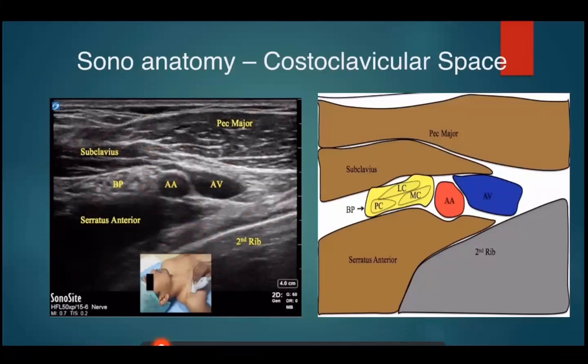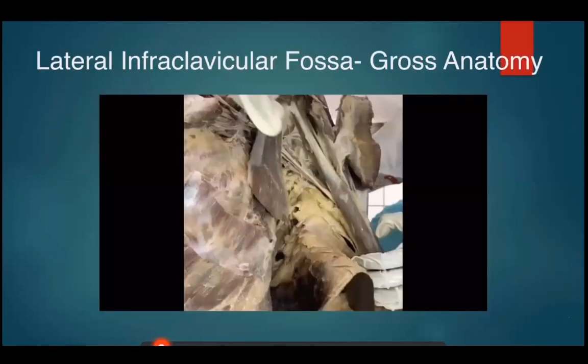This image will show you the brachial plexus elements lying together. The topmost is the lateral cord, the one closer to the axillary artery will be the medial cord, and away will be the posterior cord. So this is an image showing the lateral infraclavicular fossa.